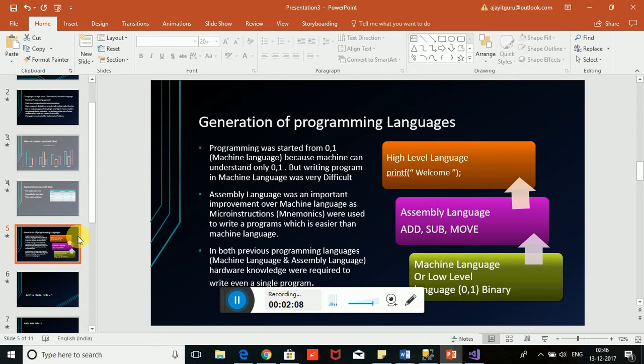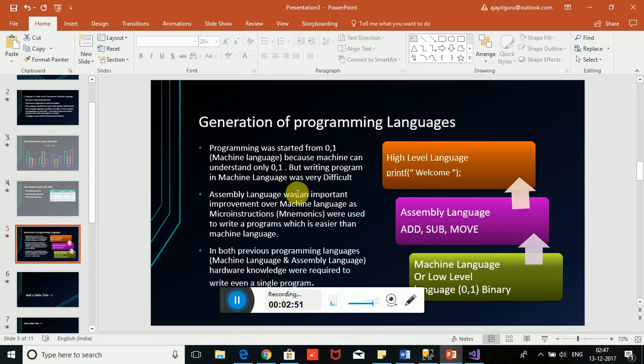And as you know, the machine can understand only the voltage difference, that is 0 or 1. You may say false or true, off or on. So programming started from 0 and 1, and this is known as the machine language. It is also referred to as binaries because the machine can understand only 0 and 1. But writing a program in machine language was very difficult because the sequence of 0s and 1s is not in a readable form. So a program written in the form of 0 and 1 was not readable for other programmers.